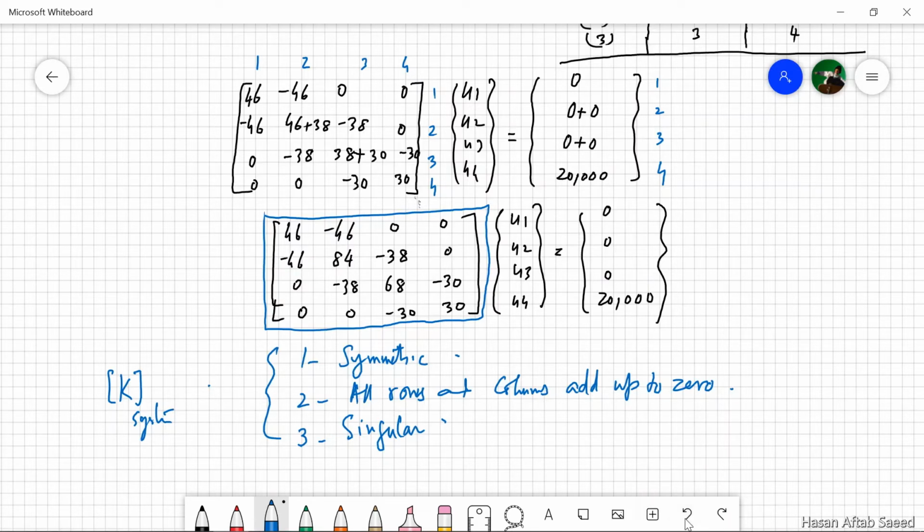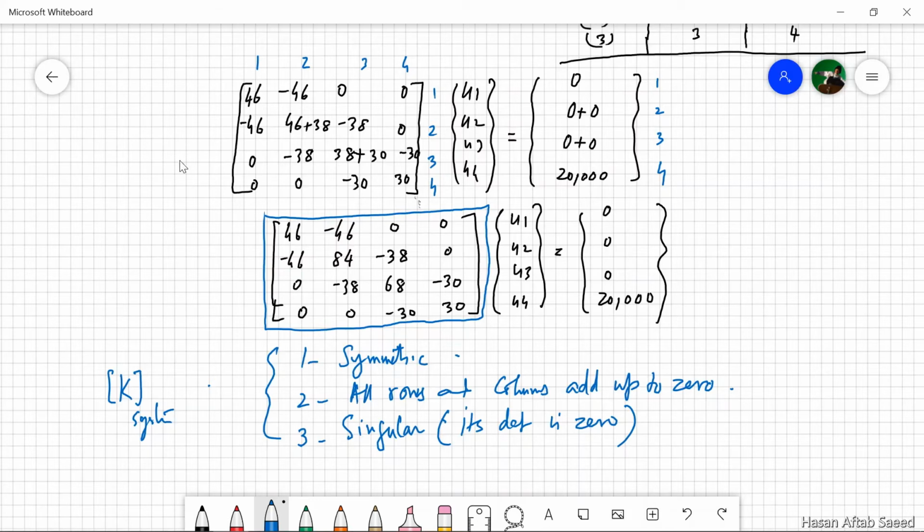And by singular, we mean that its determinant is 0. That is, there is no inverse. You cannot invert it. So our goal is to find the u vector, u1, u2, u3, u4. Because if we have u's, then we can go on to strains and stresses. But for that we need to invert it, which we cannot do. But the good news is that in the next step we'll be able to invert it.